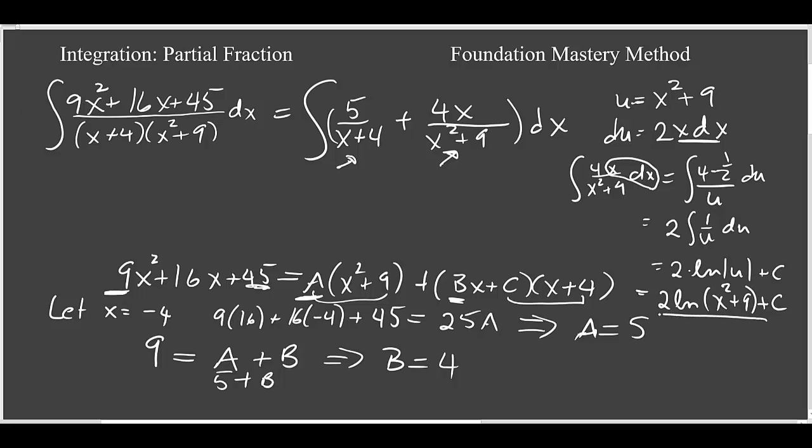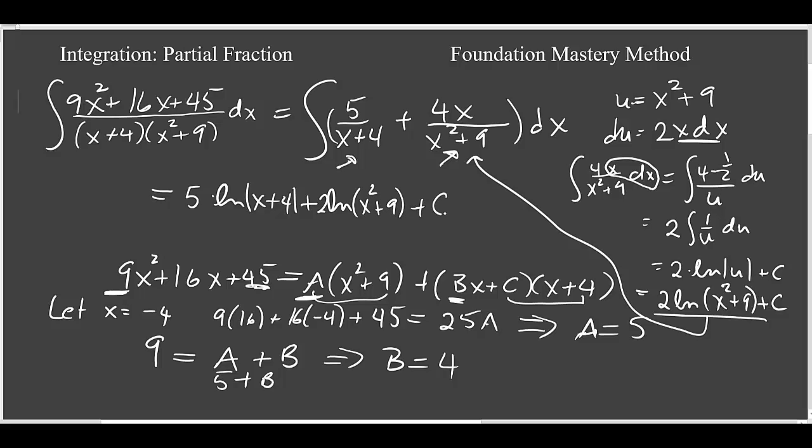So now let's go back and put this result in here and solve the other part of the problem, and we have that this integral is 5 times the natural log of the absolute value of x plus 4 plus 2 times the natural log of x squared plus 9 plus a constant of integration.